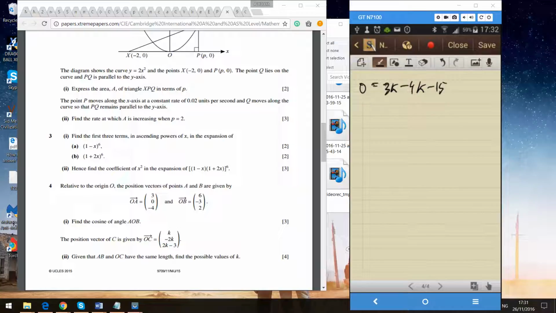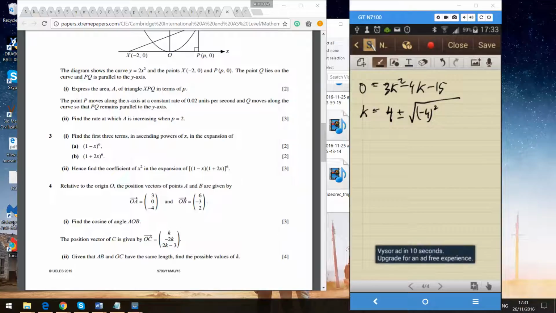And solving using the quadratic equation, k is equal to minus b, that's 4, plus or minus the square root of b squared, sorry, it's b squared, not minus b, minus 4 times a, 3, times c, that's minus 15, and all over 2a.